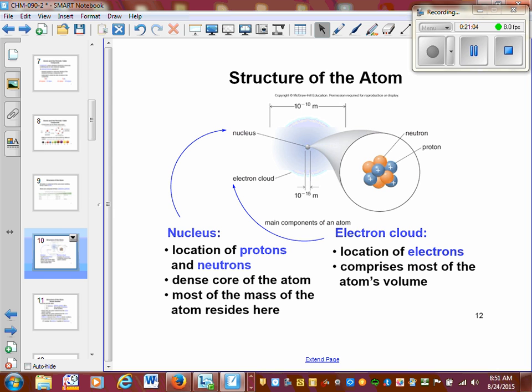So if you were in a football stadium, you could think of the electron cloud as the seats around the stadium. The nucleus would be the size of a grape on the 50-yard line. So a lot of an atom is empty space. Where does the weight belong, the nucleus or the electrons? The weight is in the nucleus. The volume is in the electrons.